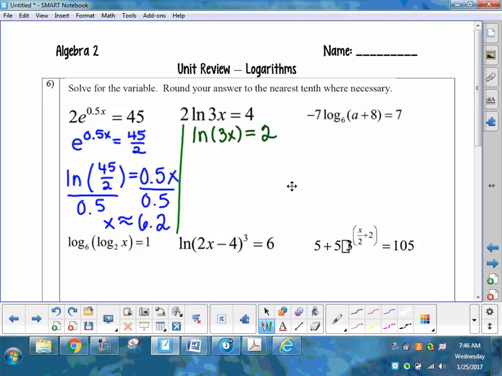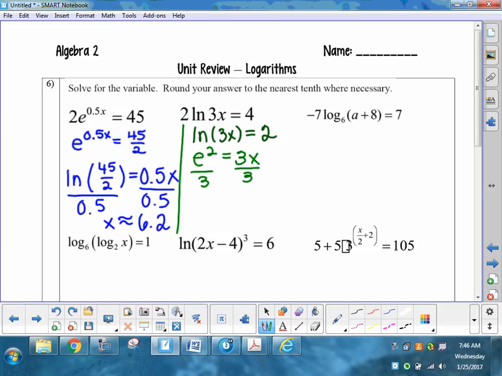Who can help us out? These need to be quick, guys. You're not going to finish. You won't finish the test. Exponentiate. So what is this in exponential form? And what do you do to solve for x?